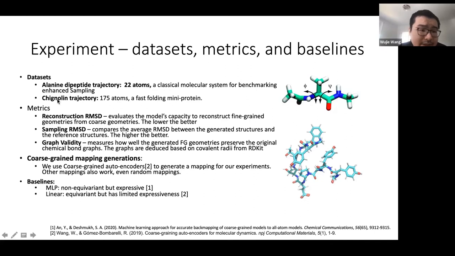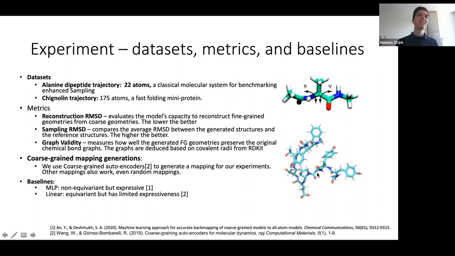And another bigger molecule is chignolin. It's a very small fast-folding mini protein. So it's slightly bigger, and the structure is more complicated. And for the metrics, we look at three metrics. We look at the reconstruction root mean square deviation. This is to measure how well our autoencoding procedure can preserve the structure and encode the coarse-grain structure.